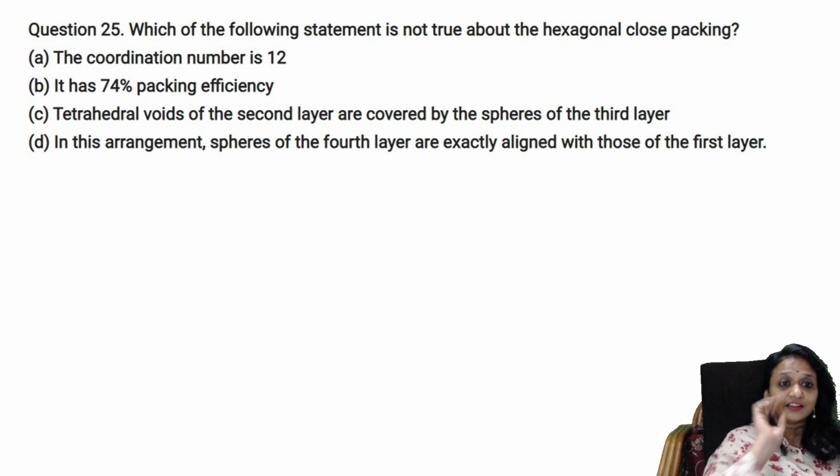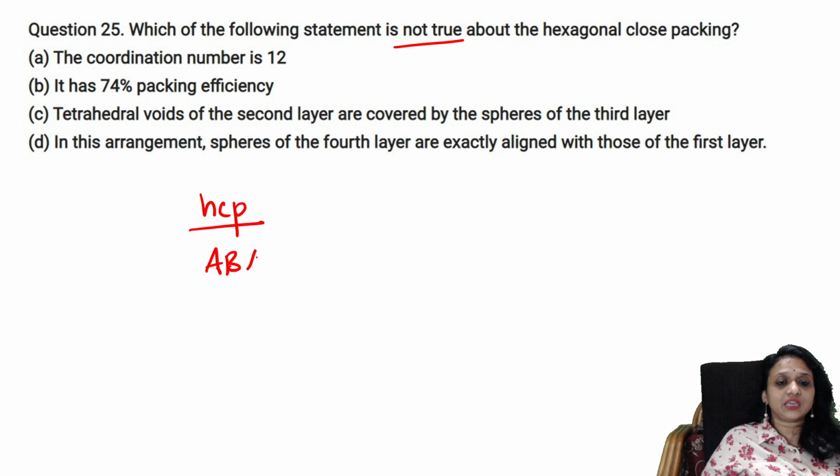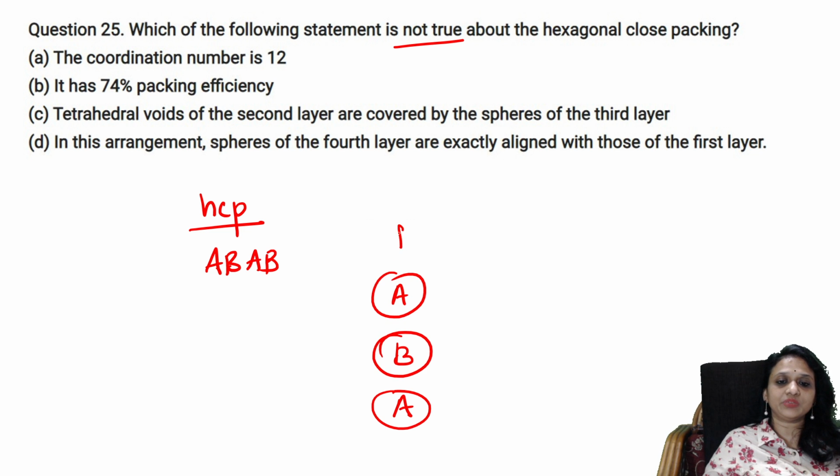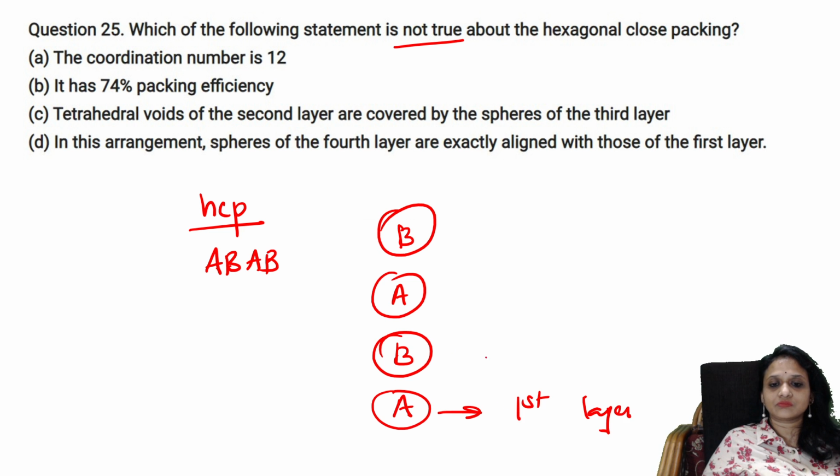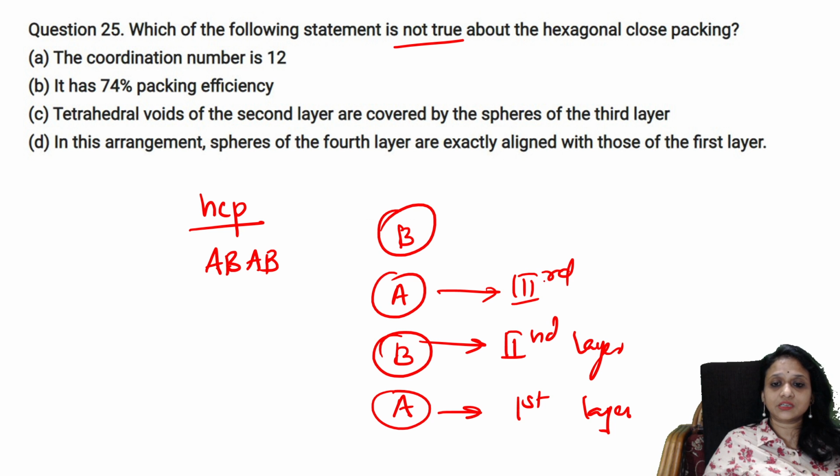Next. Which of the following statements is not true about hexagonal packing? Remember, students, HCP packing is always AB type. That means if I have an A layer here, on the above you have a B layer. On the above, an A layer. On the above, a B layer, like this. So this is the first layer. This is your second layer. This is your third layer. This is your fourth layer.